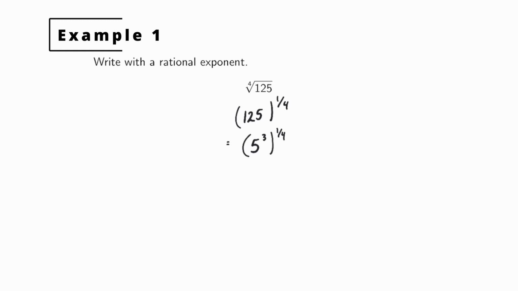Now, using properties of exponents, when I have an exponential expression raised to another exponent, I can simplify this by taking the base to the product of these two exponents. So in other words, this could be written as 5 to the 3/4 power.